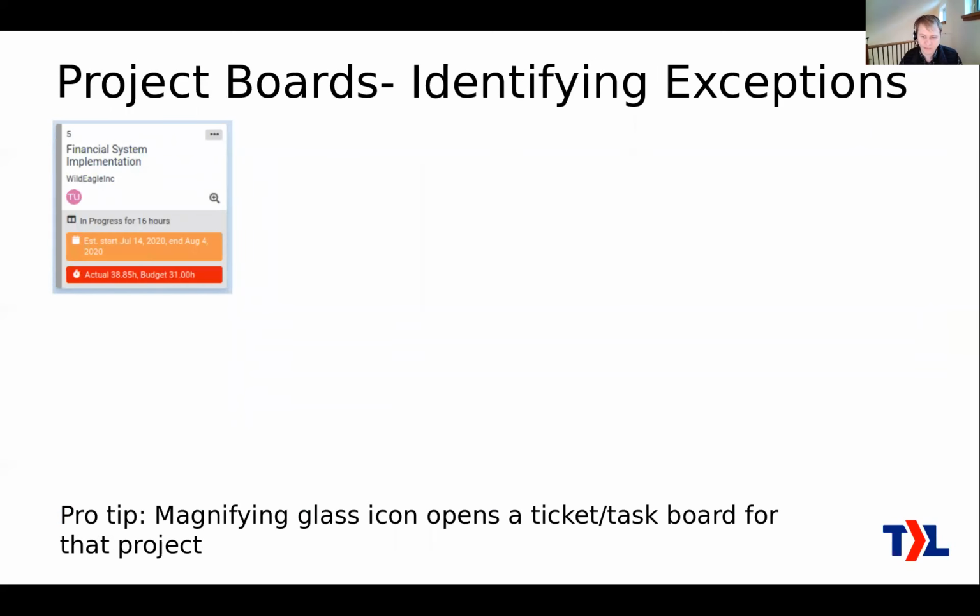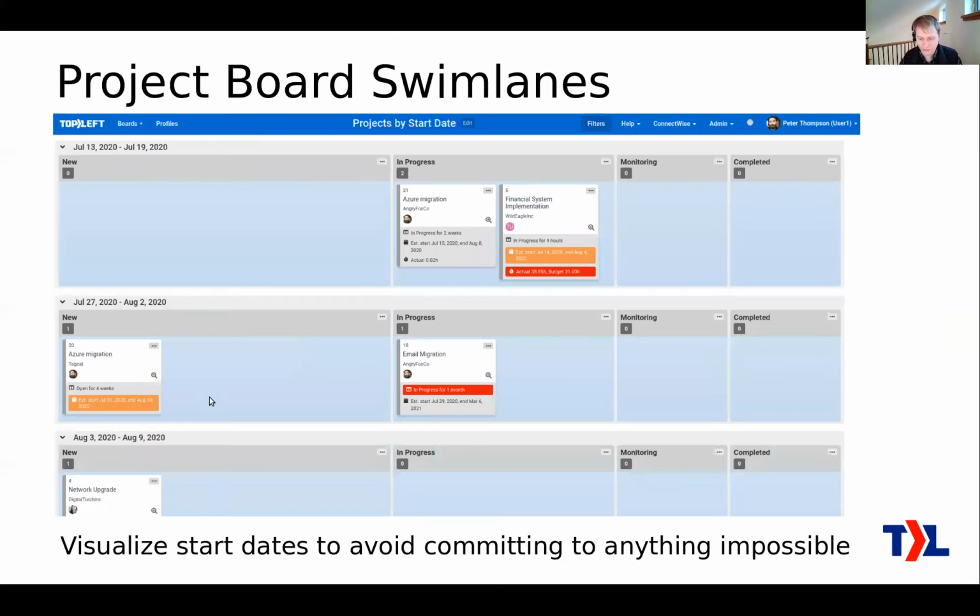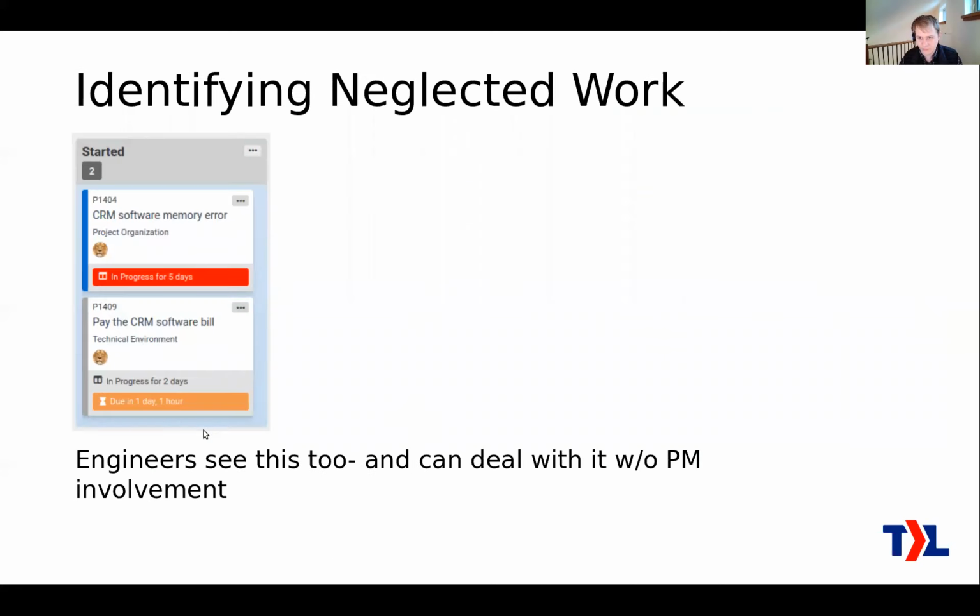So here's an example of how we tag the things that are possibly getting neglected, like a ticket that's been sitting in the in progress status for 5 days. Okay, that could be a problem. You want to know about that, so it's alerting it here. This one is due in less than 2 days, so it's been tagged in an orange color here. So engineers see this too, right?